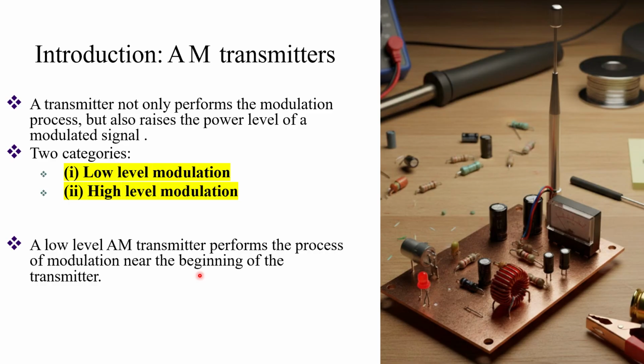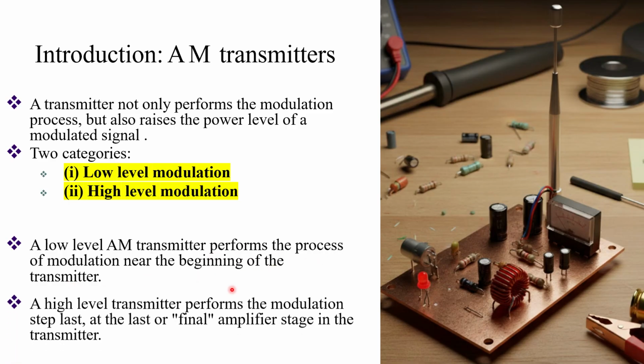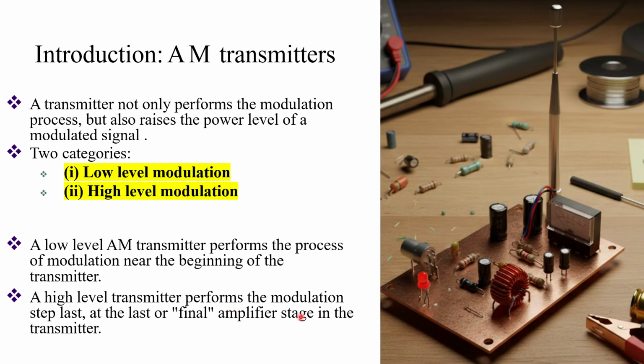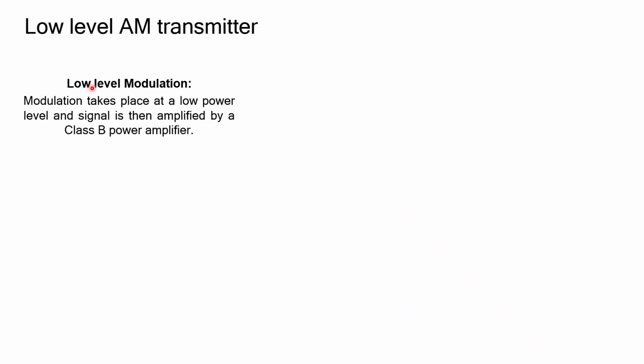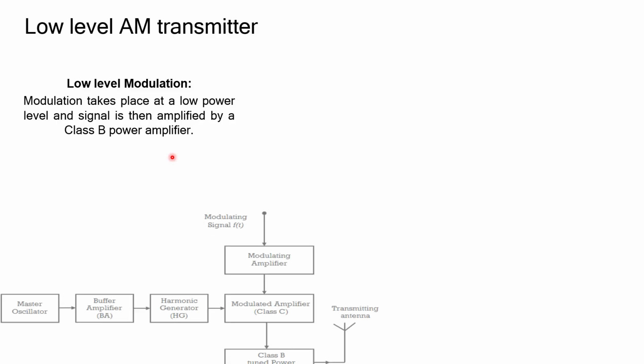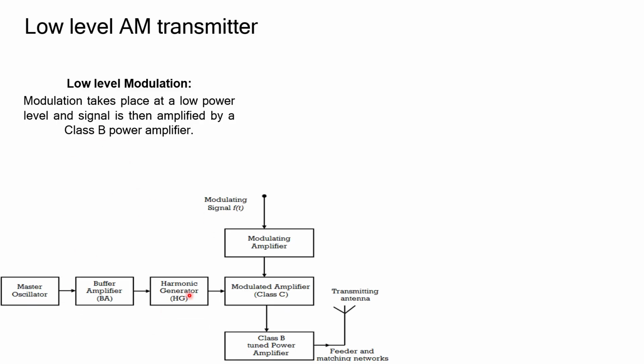So a low level amplitude modulated transmitter performs the process of modulation near the beginning of the transmitter, and a high level transmitter performs the modulation step at the last, final stage, right? Of course you need an amplifier to perform this high level and low level modulation. Clear? So let's talk some more about the low level amplitude modulated transmitter. Low level modulation takes place at a low power level, and the signal is then amplified by a class B power amplifier, right? So here a class B type of amplifier is being used.